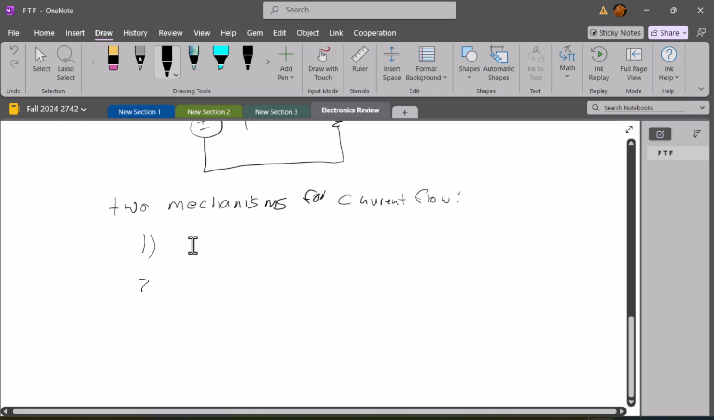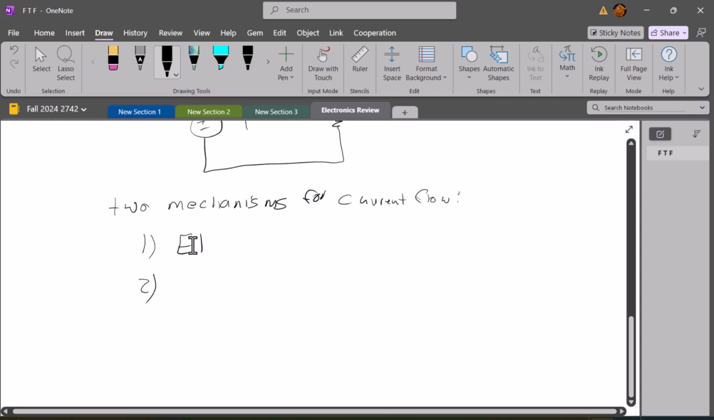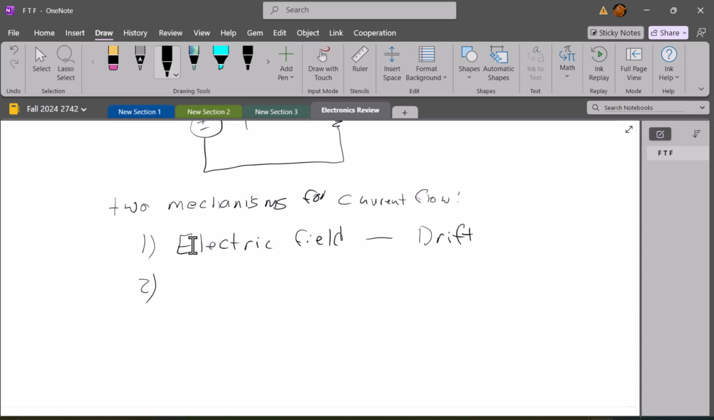So what is it that's making these charges travel? An electric field. So the mechanism is the electric field, and we call that drift. And we have another one.